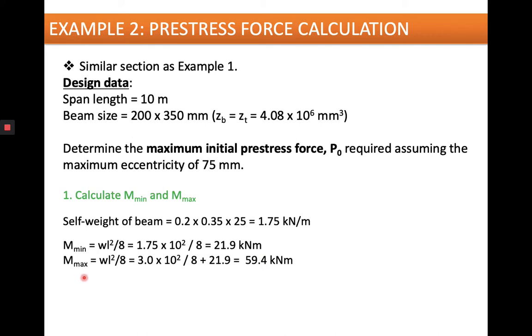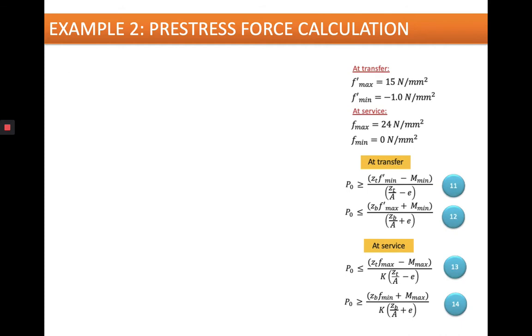And then for moment maximum, we are going to consider the external load as well. So we have 3 times 10 to the power of 2 divided by 8, plus 21.9, which is the self weight of the beam. Now here we have 59.4 kilonewton meter. So we already have calculated M minimum and maximum.